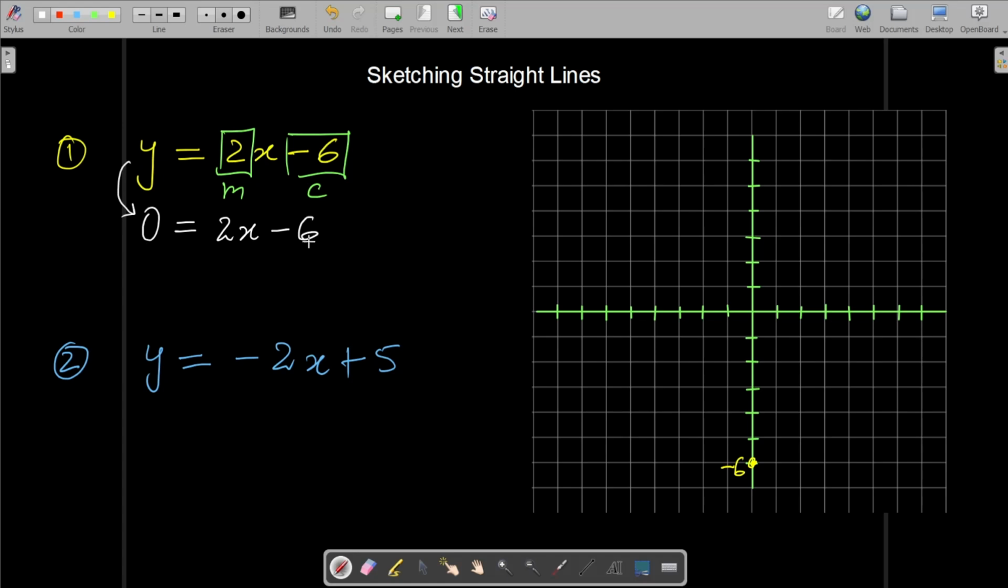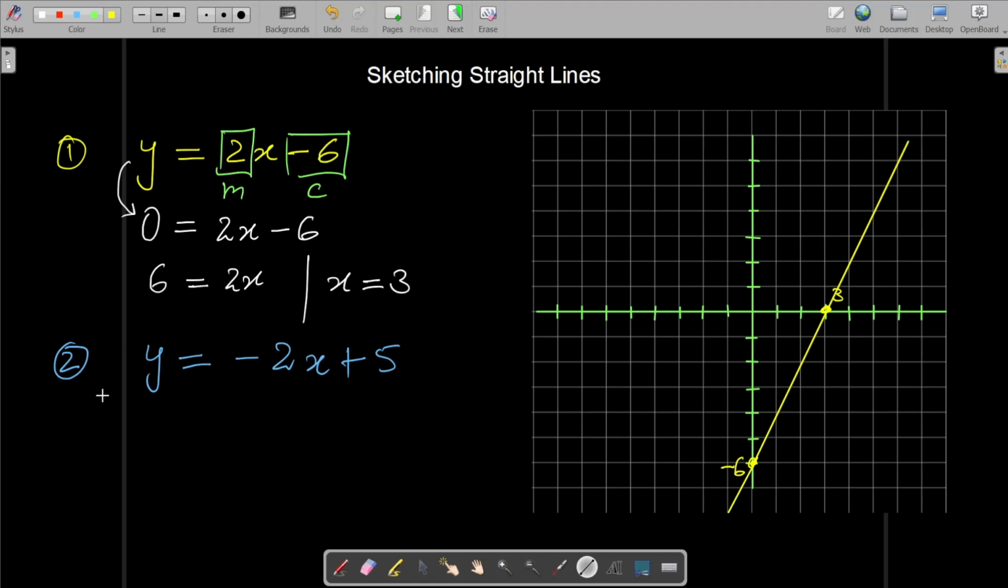Now what you have to do is just take this -6 to the left hand side, so this becomes 6 = 2x, and now divide both sides by 2, so you get x = 3. This is the value of my x-intercept. Now all you need to do is see where exactly this 3 is on the x-axis. This is 1, this is 2, this is 3, and this point is here at 3. So I have 2 points over here. Now all you need to do is join these points by a straight line, and this line is the line which is represented by this equation right here.